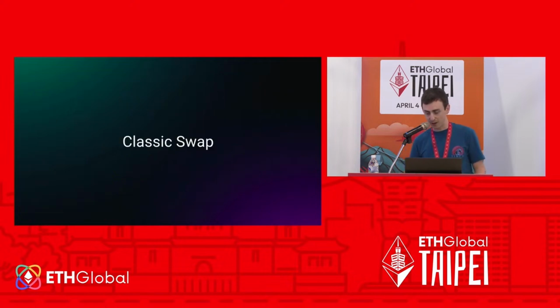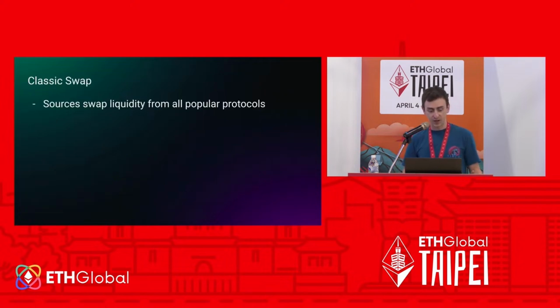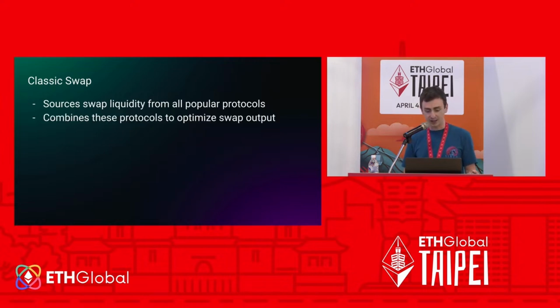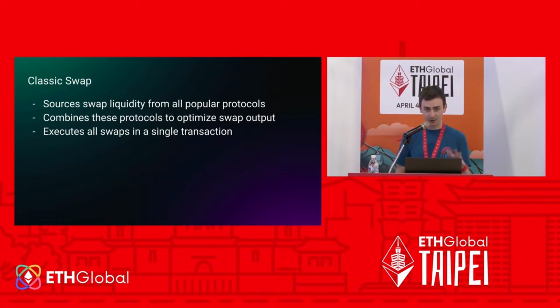So let's talk about Classic Swap. Classic Swap sources liquidity from all the popular protocols. It combines these protocols into one optimized swap output for the user to sign and send to the blockchain, and then it executes everything all in one go.